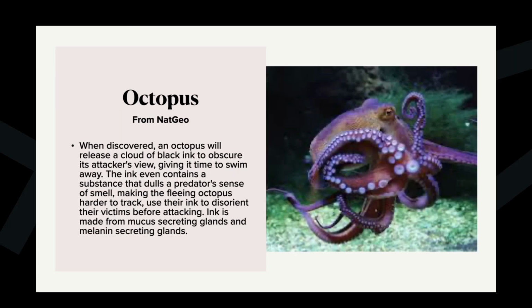So this is just from Nat Geo's website. Just like sepia, an octopus will release a cloud of black ink to obscure its attacker's view, giving it time to swim away. The ink contains a substance that dulls a predator's sense of smell, making the fleeing octopus harder to track, using their ink to disorient their victims before attacking. It's made from mucus-secreting glands and melanin-secreting glands. I find that very interesting, from glands.